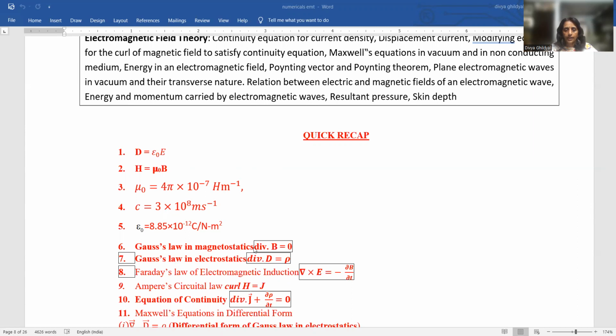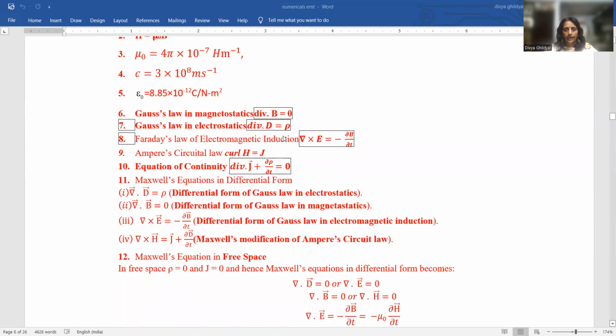Gauss law in magnetostatics, divergence B is equal to 0. Gauss law in electrostatics, divergence D is equal to rho, where D is displacement vector and rho is your charge density. Faraday's law of electromagnetic induction, del cross E equal to minus del B by del T. Ampere's law, curl H equal to J, which was modified by Maxwell and made into curl H equal to J plus del D by del T.